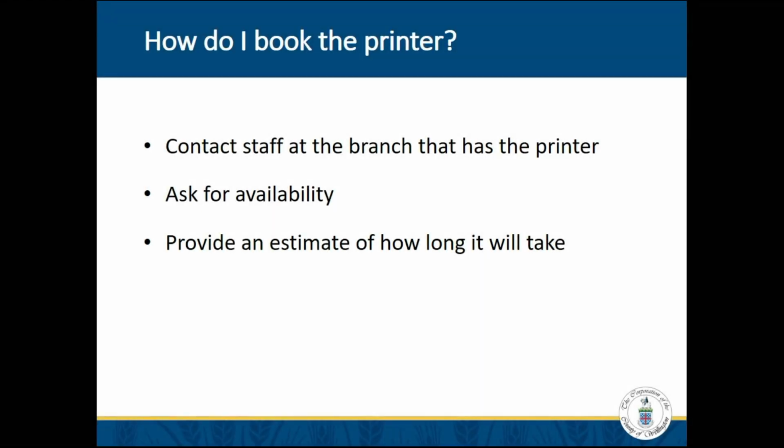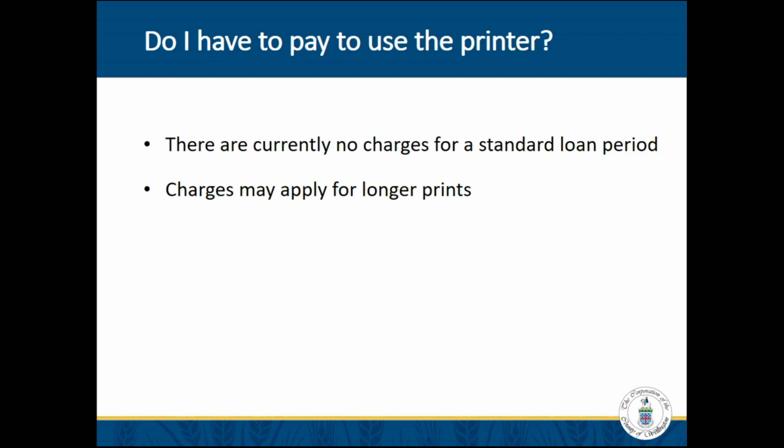You can book the 3D printer by contacting staff at the branch that has the printer and asking them for availability. Be ready to tell them an estimate of how long it will take. A time must be booked in advance, and prints must start and finish during open hours. The loan period for the printer is 2 hours. If your print will exceed this time, please speak to staff at the time of booking, and there may be a fee for longer prints. There are currently no charges for a standard 2-hour loan period.